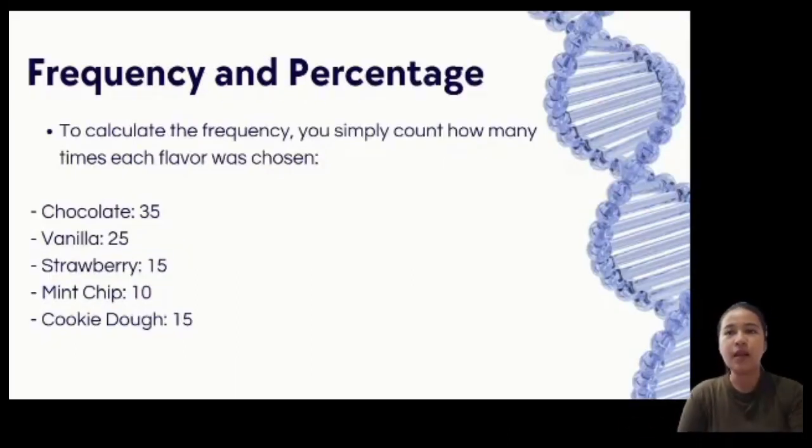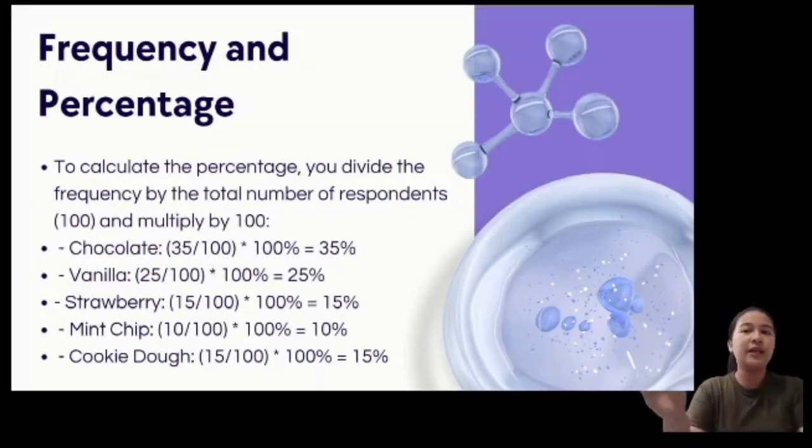To calculate the frequency, you simply count how many times each flavor was chosen, so that we know how frequently it is being chosen. We can see here how many times chocolate, vanilla, strawberry, mint chip, and cookie dough were chosen. Chocolate is the most frequently chosen, 35 times. Vanilla is 25, strawberry 15, mint chip is 10, cookie dough is 15. So that is the frequency.